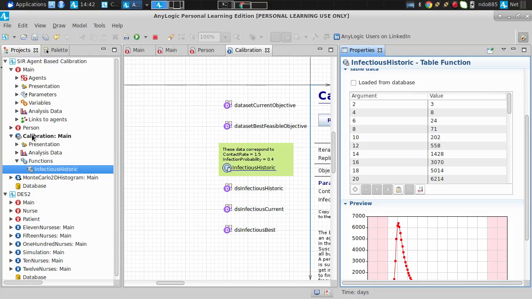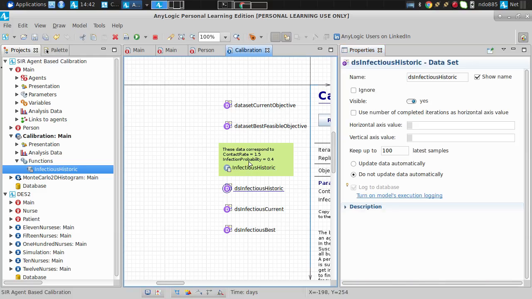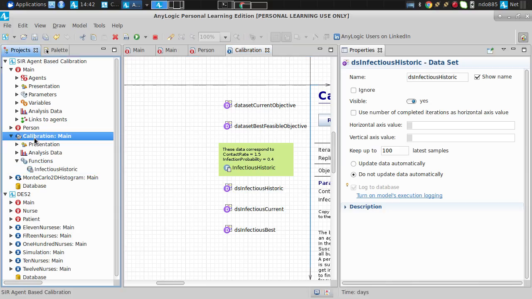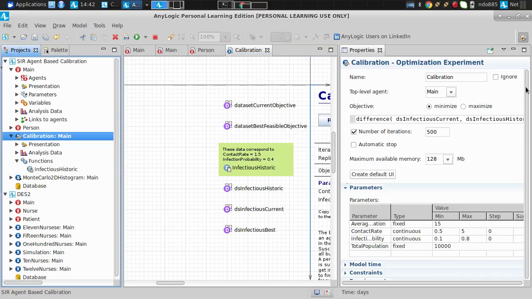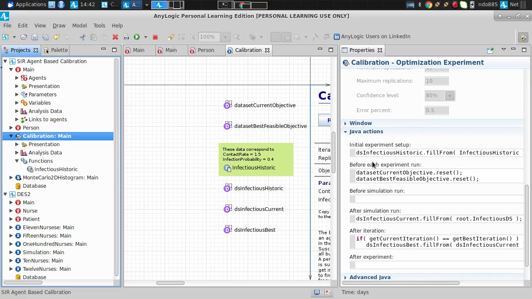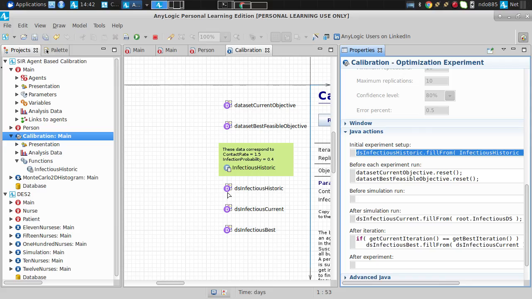And just to bring the circle round, note this infectious historic. That's the table function. This is what's called a data set. It can hold values or pairs of values. In this case, it's holding pairs of values, a horizontal and vertical, X and Y, you can think of them. And at the beginning of the calibration experiment, it is going to fill up that data set right here with those pairs from that table function we just looked at, this table function of data over time. And you're going to do a very similar thing for yours. So just be aware these are the pieces.